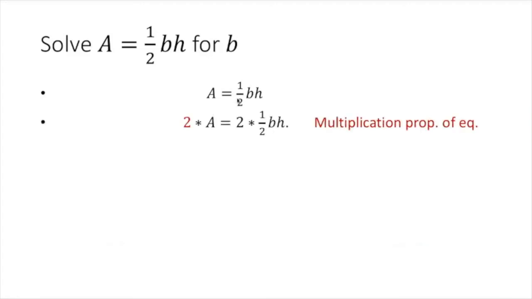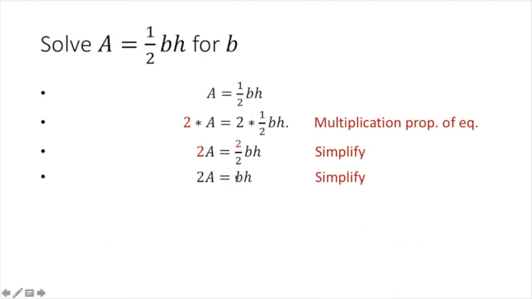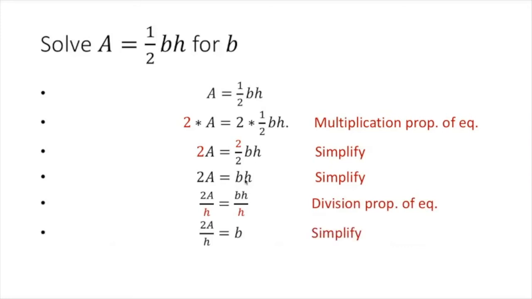So you can multiply both sides by 2 using the multiplication property of equality, and then simplify to get rid of that fraction. 2 divided by 2 is 1, so you have effectively eliminated that fraction. It's just 1 times b times h, so you have 2a equals b times h. Now we have to worry about the h over here, and that's multiplication happening, so we do the inverse, which would be division. We're going to divide both sides by h, and when you simplify that, you end up with 2a divided by h equals b.